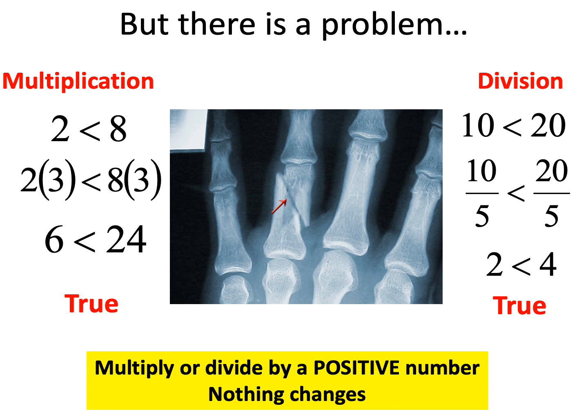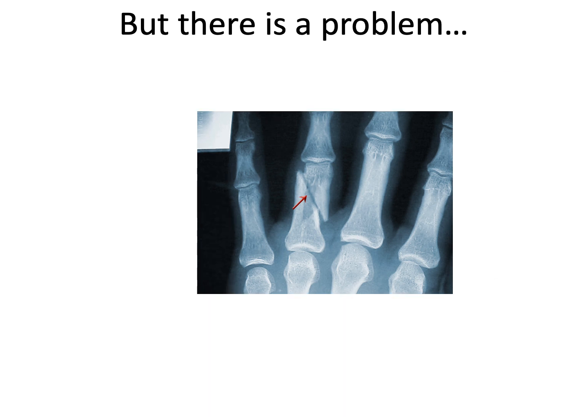You multiply by a positive number, you don't need to do anything. You can multiply or divide by whatever you want as long as it's positive. The problem is with negatives.